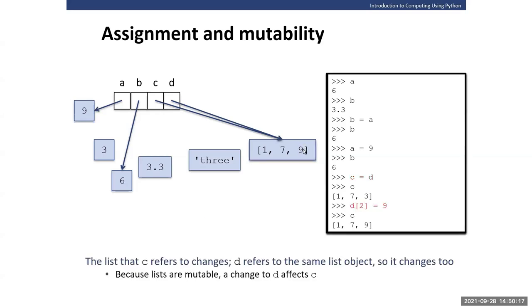Okay, now what will happen? C, because lists are mutable, will still point to the same value as D. So any change in D will be reflected in C, and vice versa. Clear, guys? Yes. Okay, I will explain it further later in the semester.